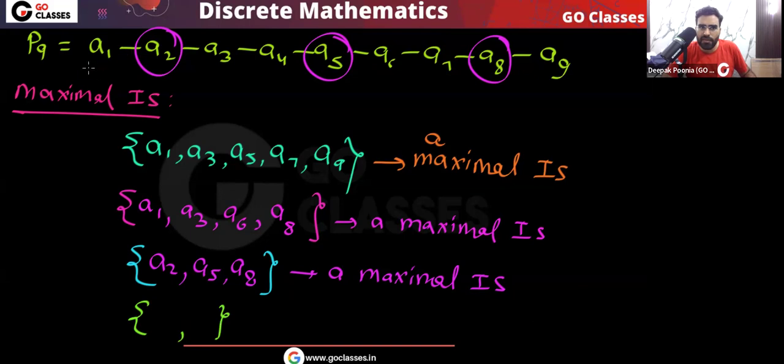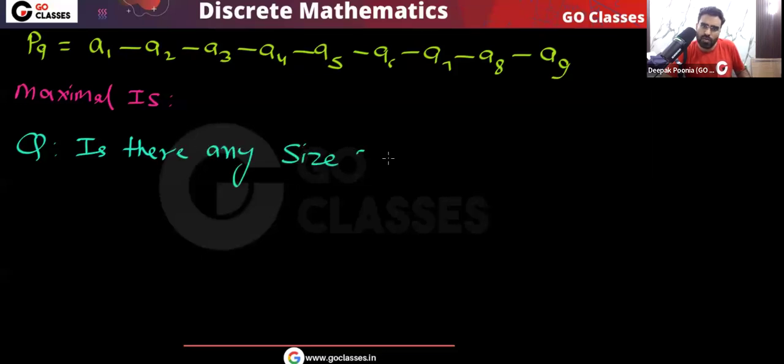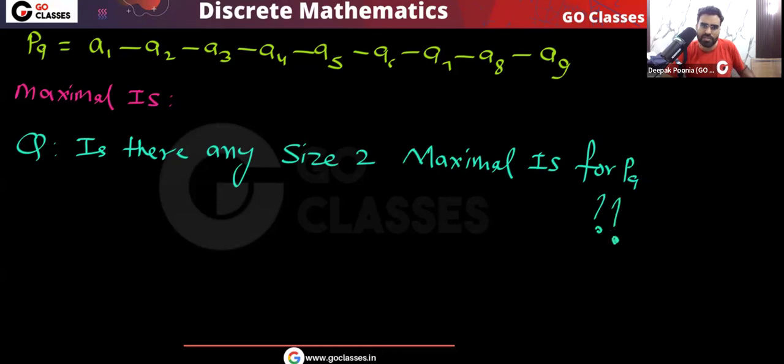Remember, of A1 and A2, at least one of them you need to take. It's necessary. Very simple point I am telling you: is there any size 2 maximal independent set for P9? This is the question.